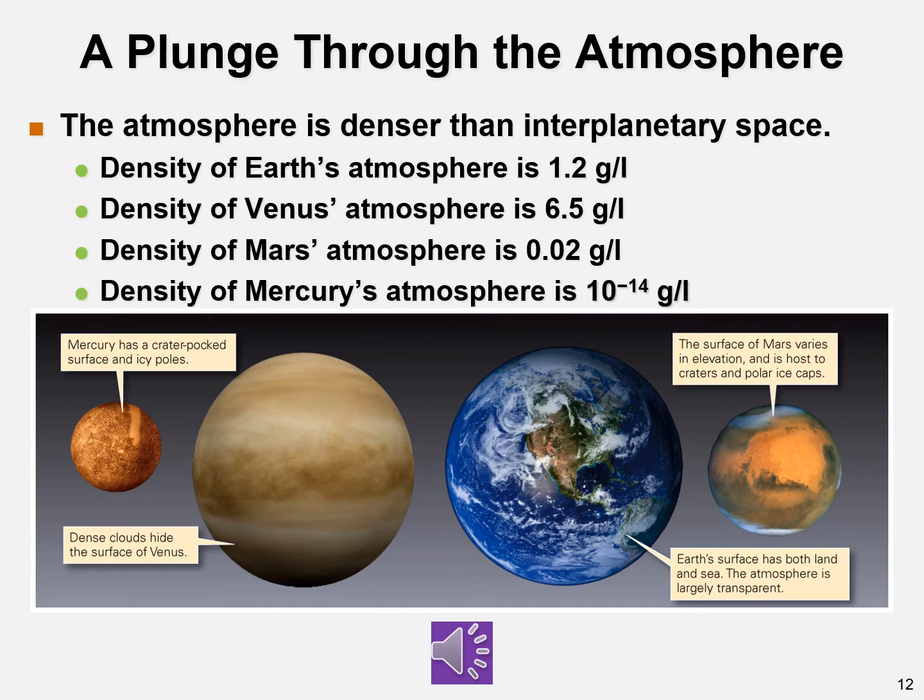The density of the atmosphere progressively increases as we get closer to the Earth due to the weight of overlying air squeezing and compacting the air below. The innermost terrestrial planets vary in density. The density of Earth's atmosphere is 1.2 grams per liter. The density of Venus's is a whopping 6.5 grams per liter. The density of Mars's atmosphere is about 0.02 grams per liter, and the density of Mercury's atmosphere is 10 to the minus 14 grams per liter.